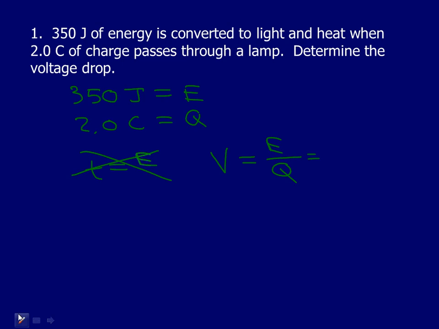E, 350 joules. Q, 2.0 coulombs. How many volts is that? Yep. 175 volts. And if you're really going to be lazy without a therefore statement, put that in a box for me to see. Is that a therefore statement? Yeah, sure, therefore, but put it in a box.